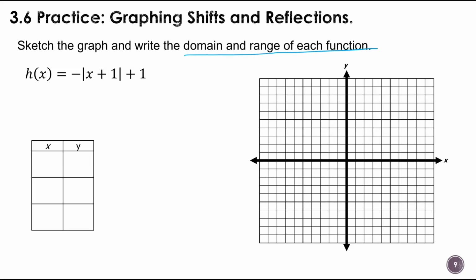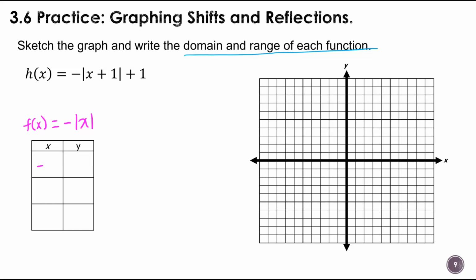Okay, so when we look at this one, we are going to compare it to, we'll just call this f of x equals a negative absolute value of x. Remember the common graph is the absolute value of x. We're going to go ahead and do that reflection like I explained on the previous question.